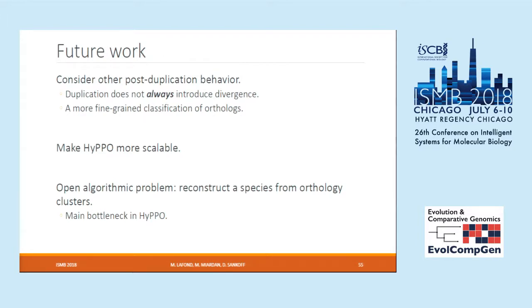I'd like to make HyPPO more scalable, because for now it assumes that you have partitioned the genes into homologous families. So it works fine for gene families of 200, 400 genes. I'd like to scale it to millions of genes. And there's an algorithmic problem that is still open that I mentioned. It's how to reconstruct a species tree from orthology clusters. If you're interested in algorithmic problems, you're welcome to look at the paper, because it is the main bottleneck in our pipeline. Okay, on that note, I thank you for your attention.